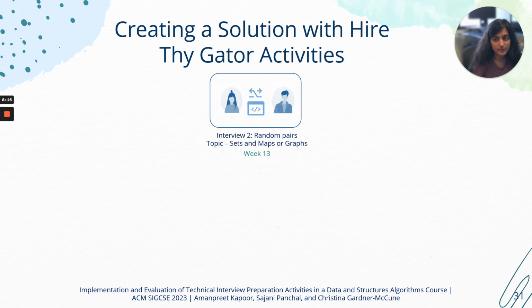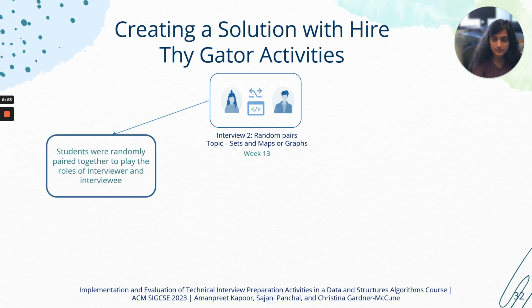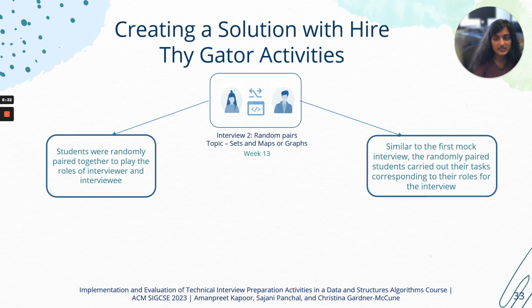The second mock interview took place towards the end of the course, and the content covered in the technical questions focused on sets and maps, or graphs. This time, students were randomly paired together to role-play as interviewer and interviewee. The tasks that were provided to participants were conducted in a similar manner to the first mock interview. However, partners were now randomly paired with each other at this time.